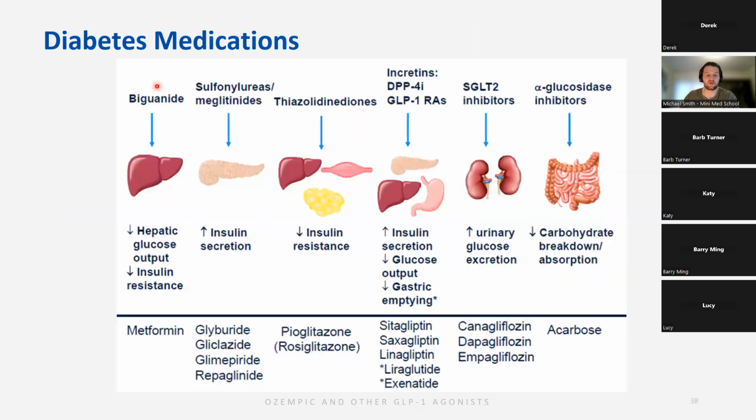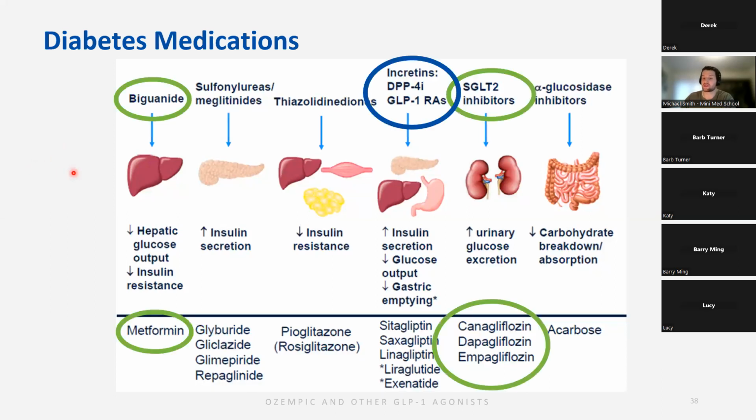Now getting into some of the diabetes medications. So this is a very scary summary slide of all the different types of diabetes meds that are out there and exist. And so I just wanted to show you this slide so you can appreciate the scope of options that physicians have in the treatment for diabetes. However, we're just going to focus on these ones because these are going to be the most common ones that you may have seen before.